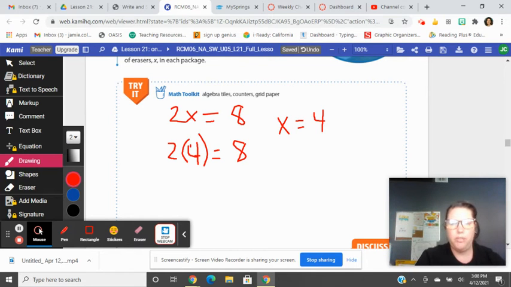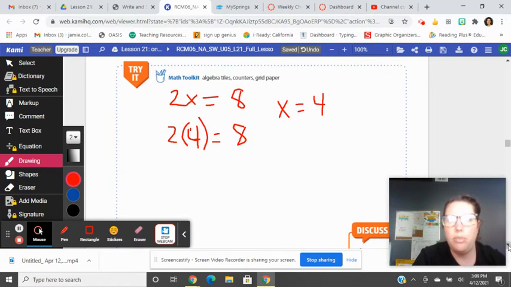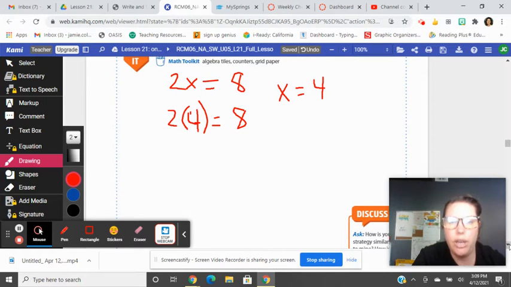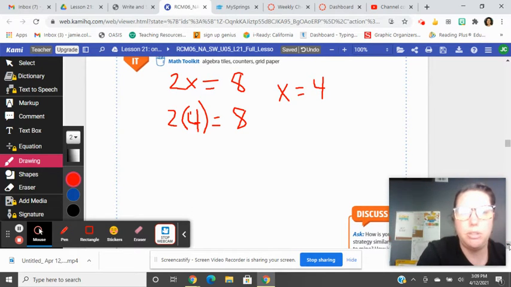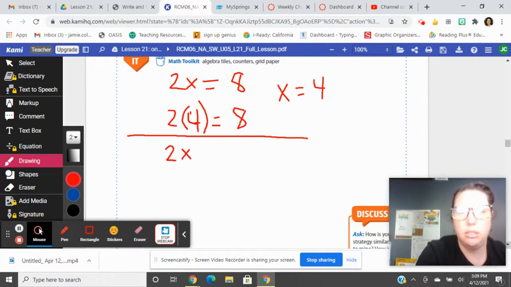But let's suppose for a minute that you couldn't substitute. Maybe you don't know your multiplication facts, or this is a different problem, and you don't know what it is. You couldn't substitute. So let me show you the other way. Let me draw a line here, and let's go ahead and rewrite the problem. 2x equals 8.